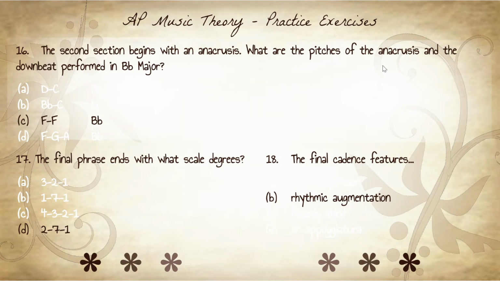Question 17, the correct answer is D. The final phrase ends with re, ti, do, as do phrases 2 and 4, all exactly the same. The phrase structure is A, A1, A, A1, B, A1.